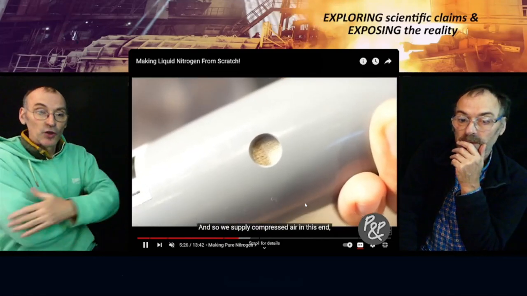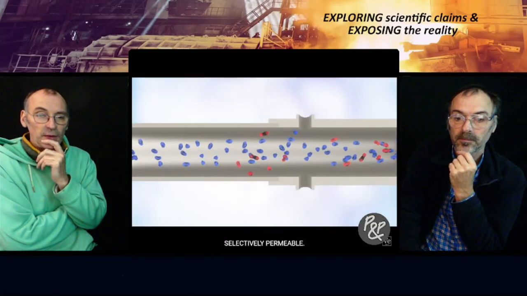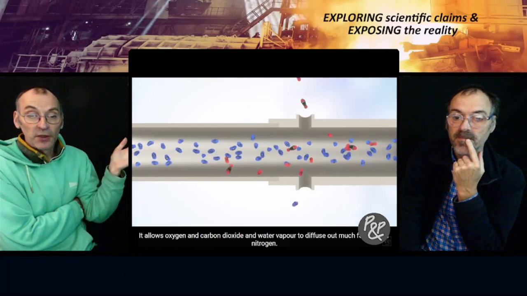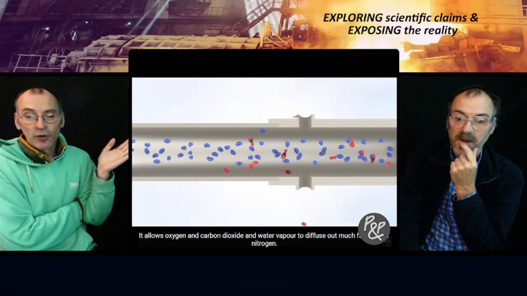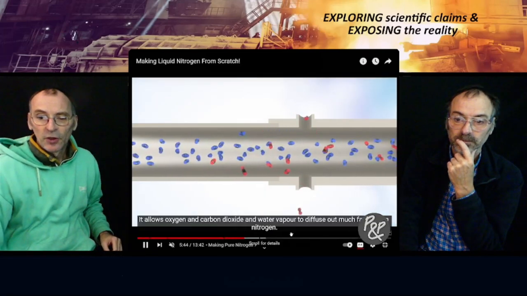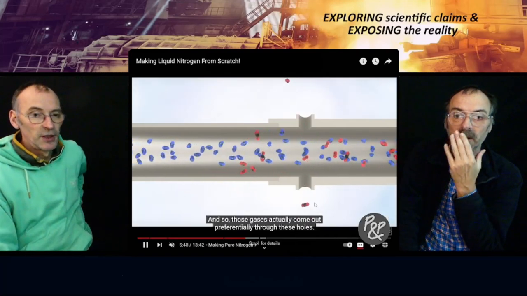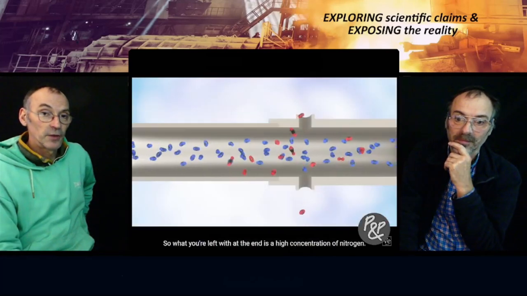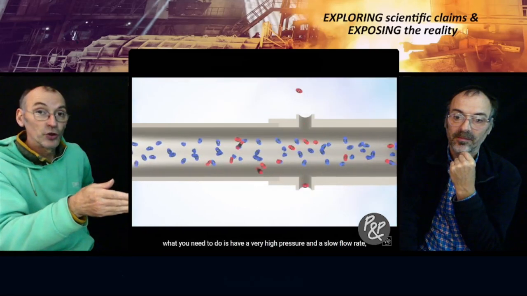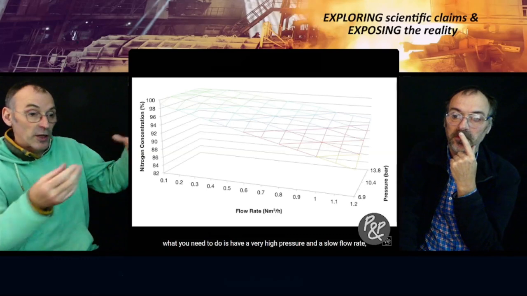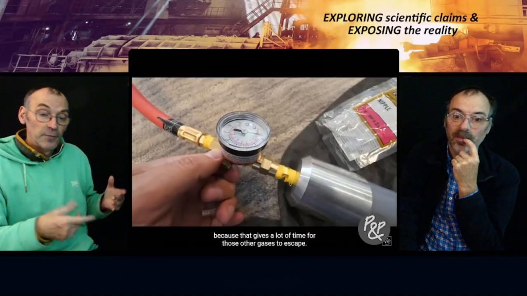Now you can see the hole there where allegedly the oxygen comes out, and you can see the fibres inside. But in my understanding, that just acts like a pressure release valve. I reckon that is. Because you might find all this is total rubbish. It allows oxygen, carbon dioxide and water vapour to diffuse out much faster than nitrogen. That's just total rubbish. You're getting the same product going in, and you get the same product coming out. You get air going in, you get nitrogenous air coming out. Doesn't matter where it comes out, whether it's the side or the end, you get the same.